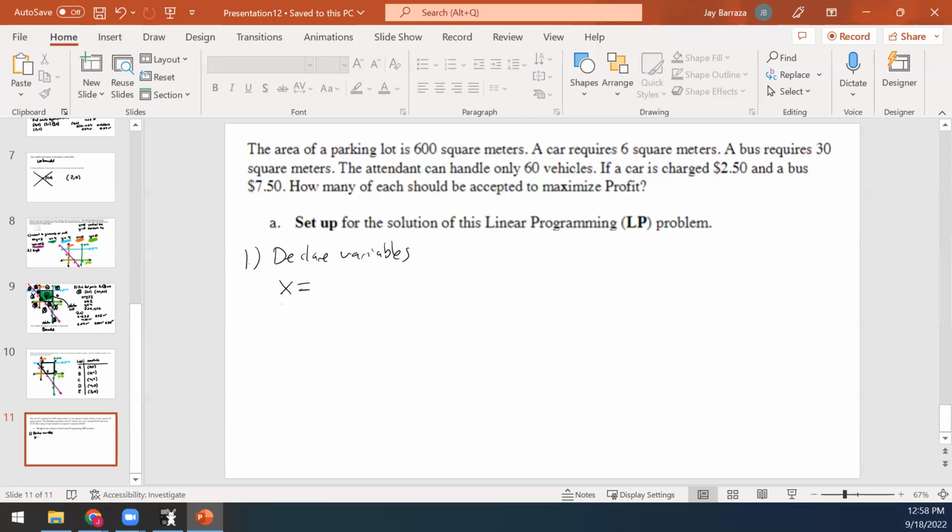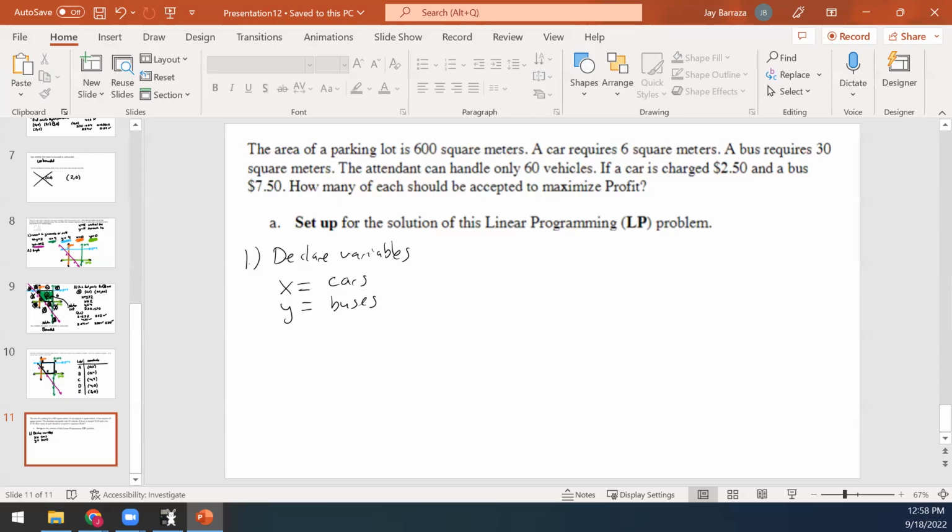So we're going to use x and y. You can use whatever letters you want, but in my experience, x and y are the best letters for most students because when you have to convert it to y equals mx plus b, a lot of students can do that more easily. So I'll do x equals cars and y equals buses. Okay.